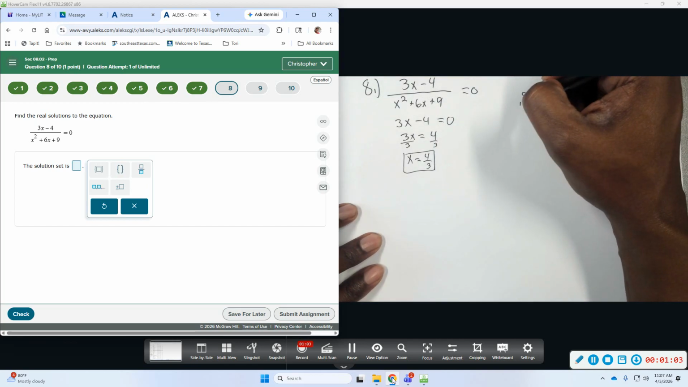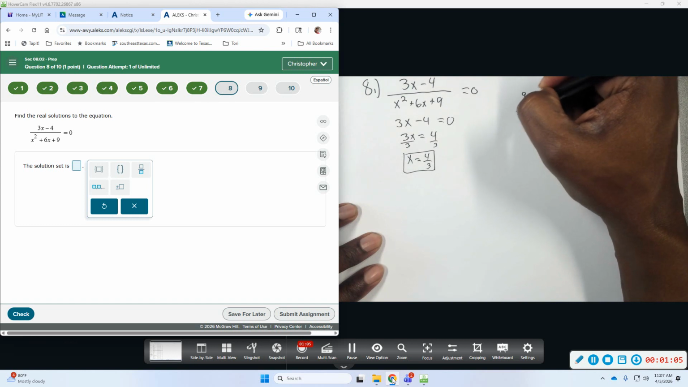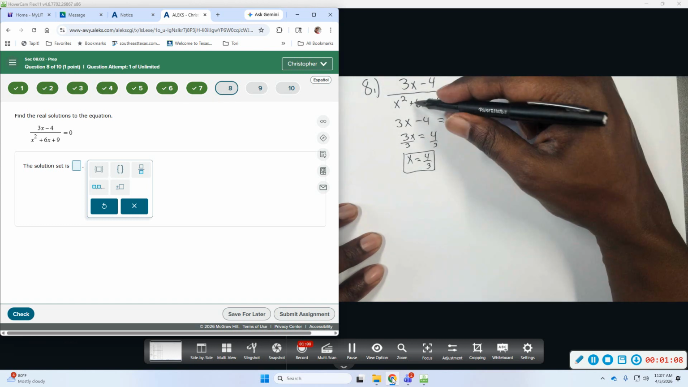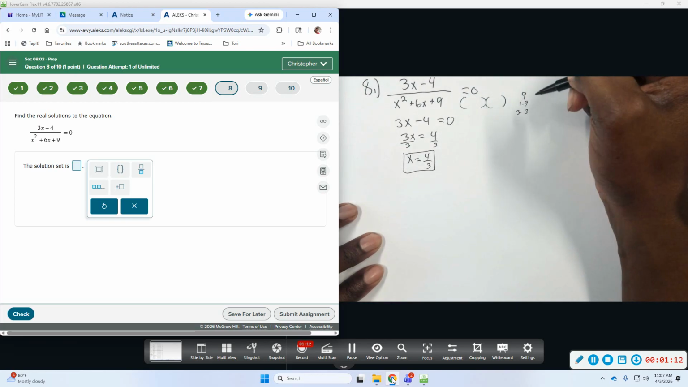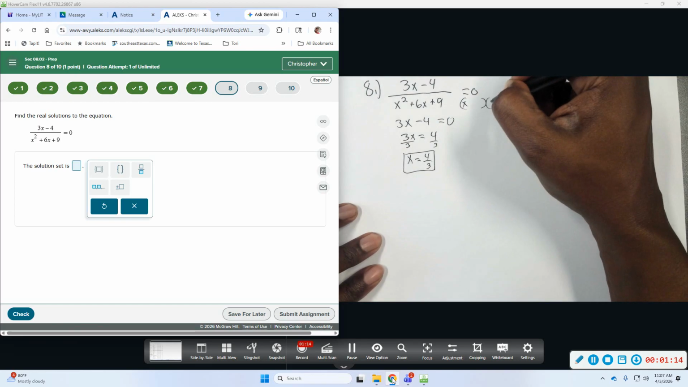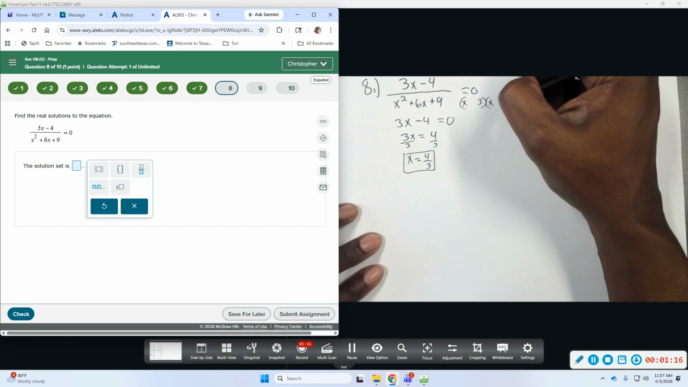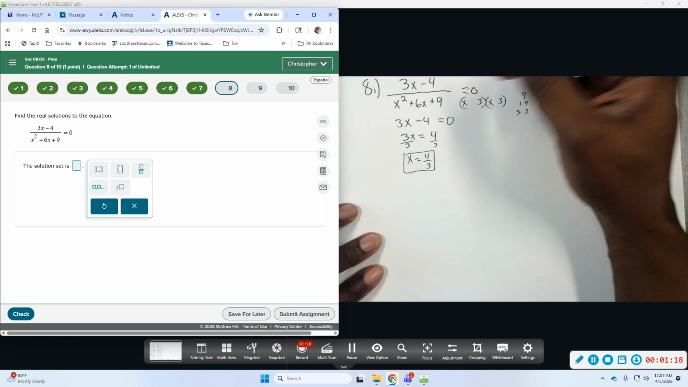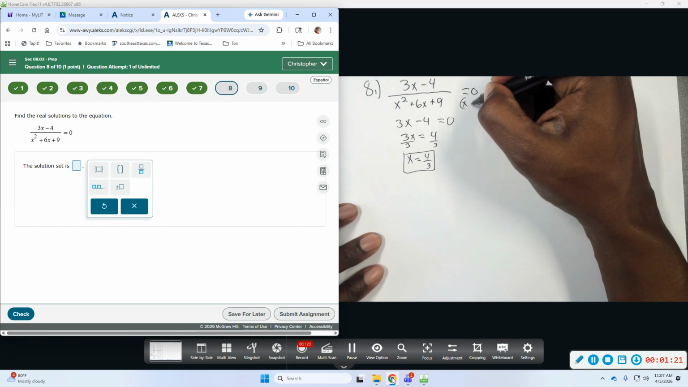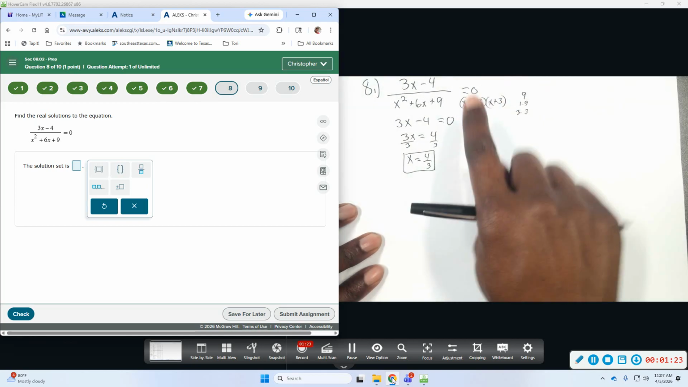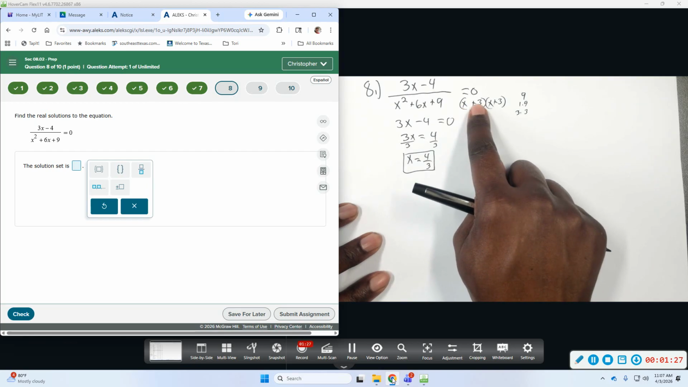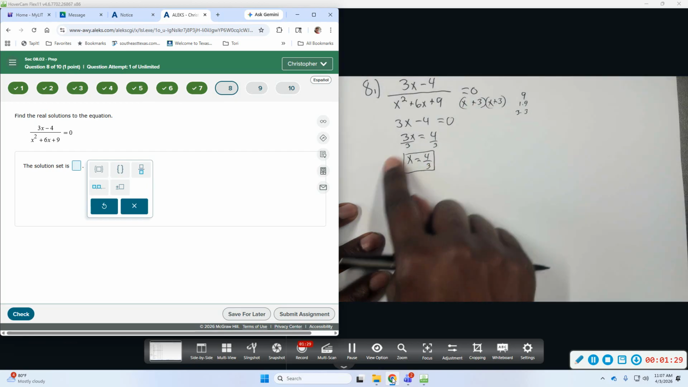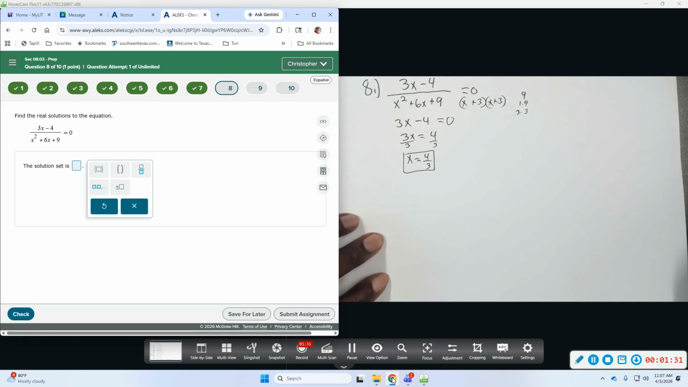If we were to factor the denominator, factors of 9 are 1 and 9, 3 and 3. We're going to add to get 6, so (x plus 3)(x plus 3), and we'll both get positive signs. So this is a double root. -3 will cause the bottom to be 0, so that will be a problem. Our answer does not contain -3, so 4 divided by 3 should work.